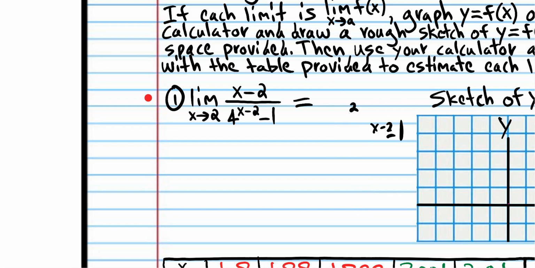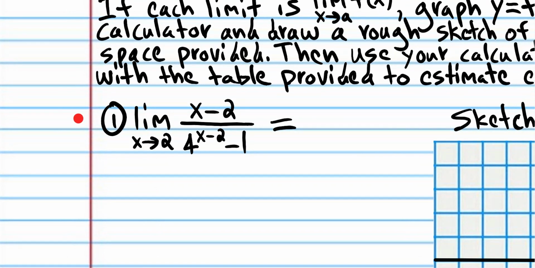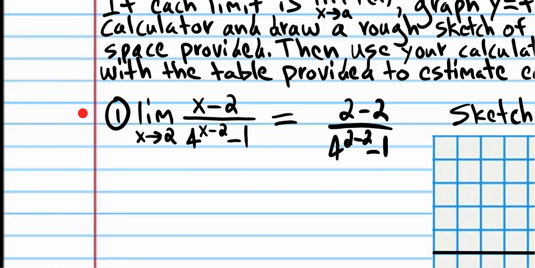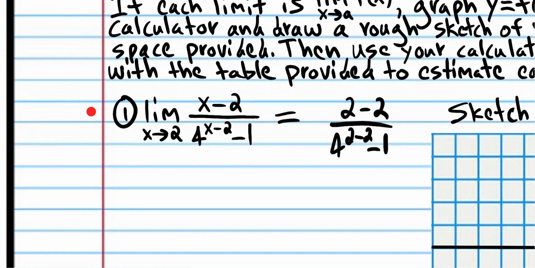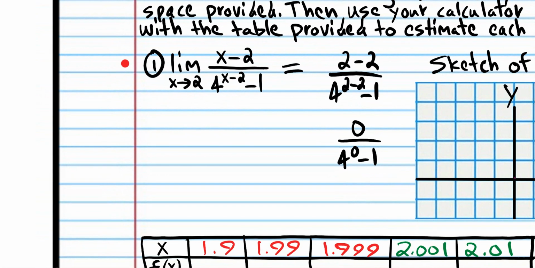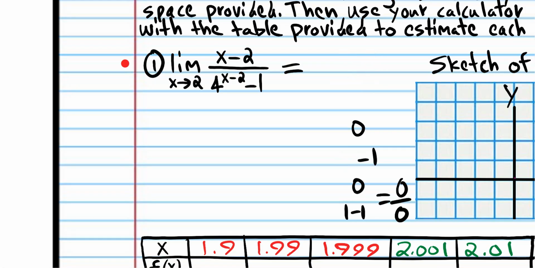But what if we can plug in x equals 2? Let's try that. Then we get 2 minus 2 over 4 to the 2 minus 2. And by the way, this is limit law number 8, scenario number 2 we talked about. So you get 0 over 4 to the 0 minus 1, which is 0 over 1 minus 1, which is 0 divided by 0. So again, none of the methods that we used before are working.